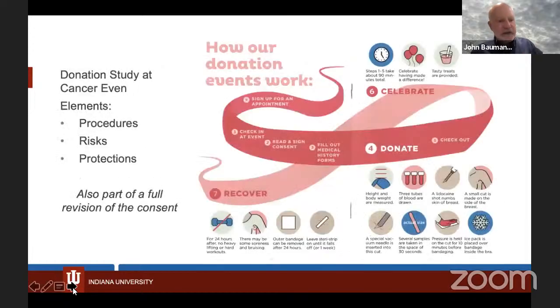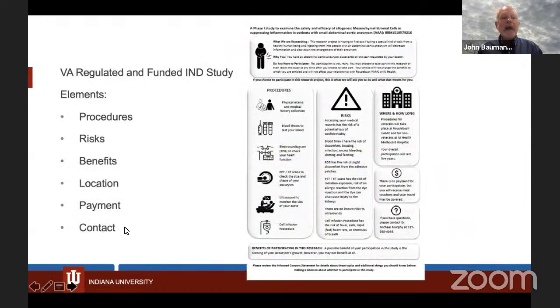A cancer study, this was a donation study, a study to get donations at a cancer event, forgot the T. And again, it talks about the type of things. You have access to these on the slides that are available, so we don't need to go over them line by line unless you have any specific questions that you want to discuss. And here's one for a VA study.